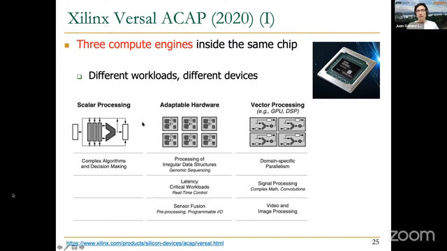It has scalar processors like regular CPUs. It has adaptable hardware that, as you'll see, is similar to an FPGA, right? And they are designed for latency critical workloads, while the Versal ACAP also integrates some vector processing units, like SIMD units that are specialized for signal processing, video and image processing, and other parallel workloads.